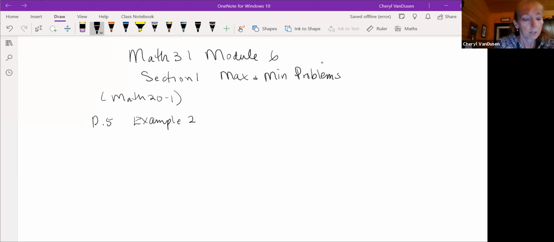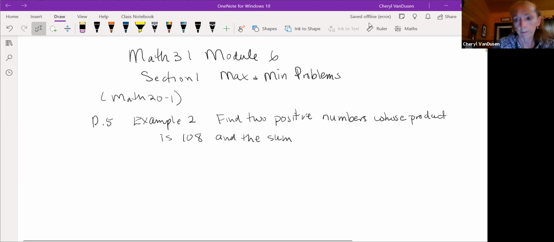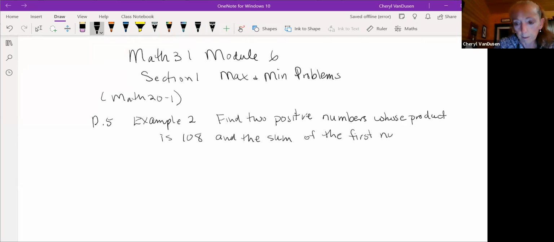I'll just take a minute to write it out. It says, find two positive numbers whose product is 108 and the sum of the first number plus 3 times the second number is a minimum.